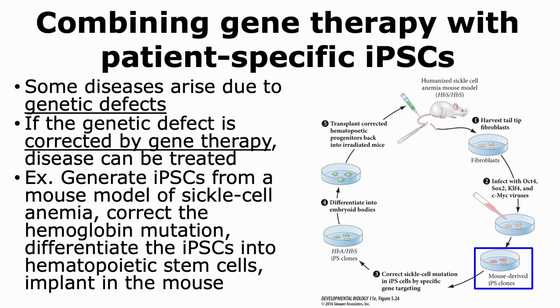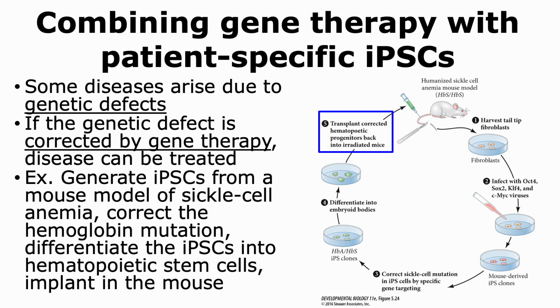Then what was done was, using these induced pluripotent stem cells, gene targeting was performed in order to correct the mutation that was present in the hemoglobin that caused sickle cell anemia in the first place. After those gene targeting experiments, the induced pluripotent stem cells whose hemoglobin gene was corrected were then isolated. And then they were allowed to differentiate into embryoid bodies so that they could eventually form hematopoietic progenitor cells.